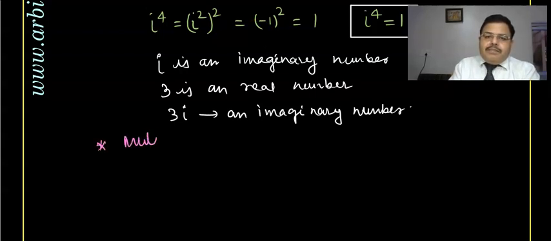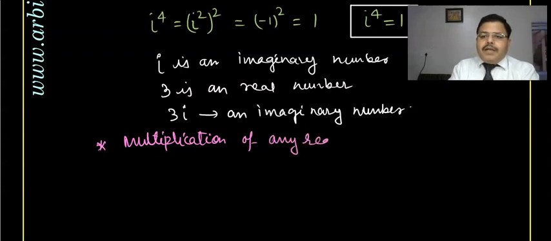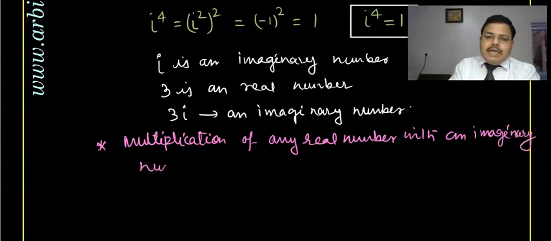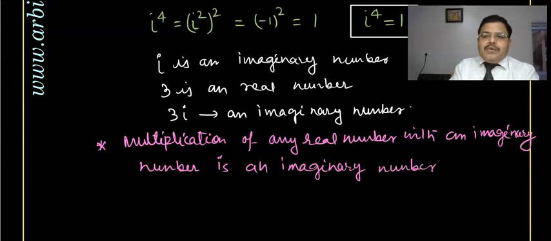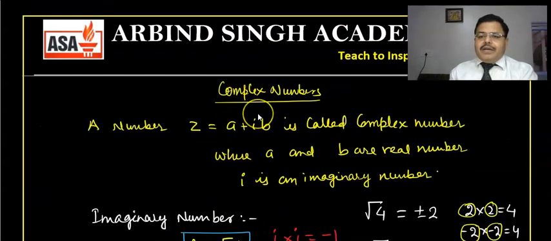We can say multiplication of any real number with an imaginary number is an imaginary number. So, iota is, I have written already, an imaginary number and b is a real number. But whatever, iota b is an imaginary number. Iota b is an imaginary number.